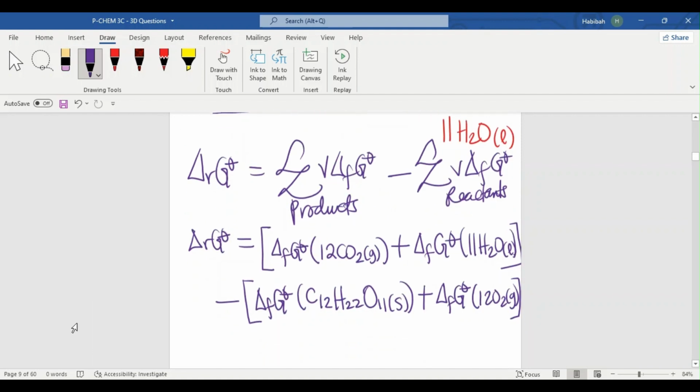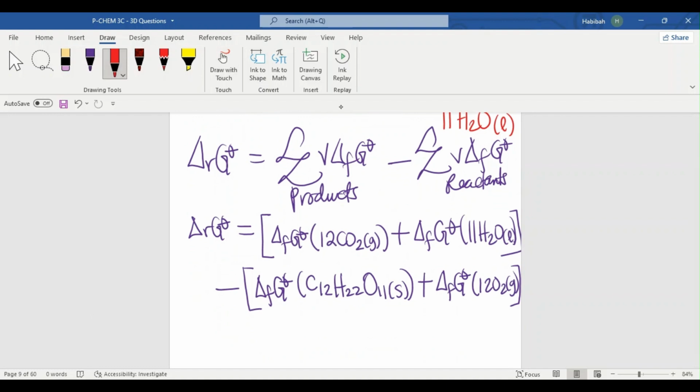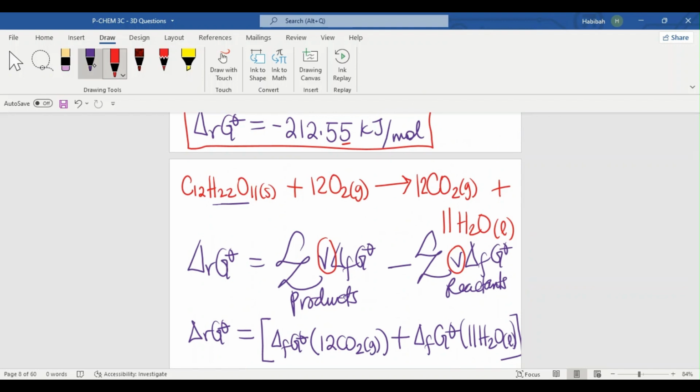Now I want to quickly explain something to you guys. This formula here, the v here and the v here, is just for you to take into account the coefficients that could possibly be in a particular reaction, for the products and for the reactants. So for example, we see the coefficient of this first reactant is 1. The coefficient for O2 gas is 12. The coefficient of CO2 gas is 12. And the coefficient of H2O liquid is 11. So I'm just saying that so that you understand that's what the v stands for.